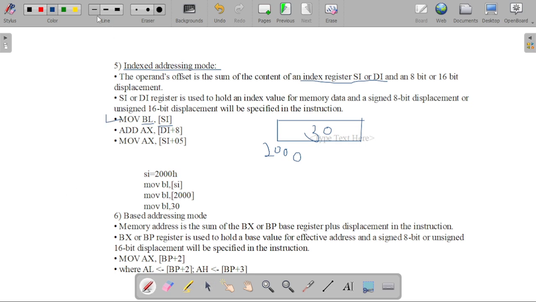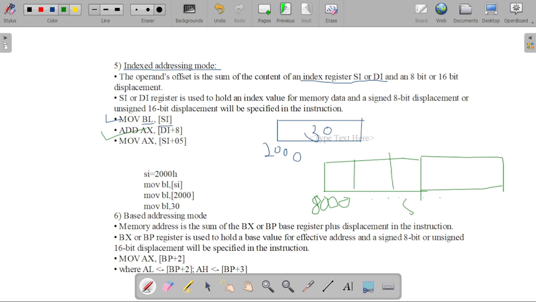Now you can check the second instruction, that is ADD BX, [DI plus 8]. Again, consider this memory location, and in that memory location the address of DI is stored, that is 8000H. Suppose this address is 8000, and here I am storing this address, that is 8008. On that 8008 location, what will be my value? Suppose I am storing here 35.